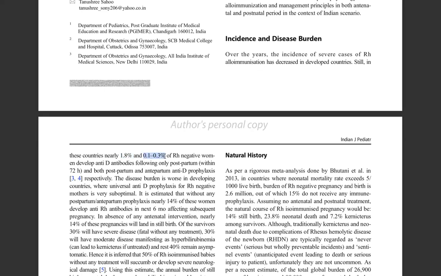You would have seen cases where the second baby is born Rh isoimmunized, and they will tell you they have received anti-D prophylaxis. You should ask the history about anti-D prophylaxis. What you should ask in your jaundice patient is whether they have received both antepartum and postpartum prophylaxis. If they give only postpartum, 1.8% can still develop Rh isoimmunization. If you give both, the risk reduces to 0.1 to 0.3%. So you remember this.